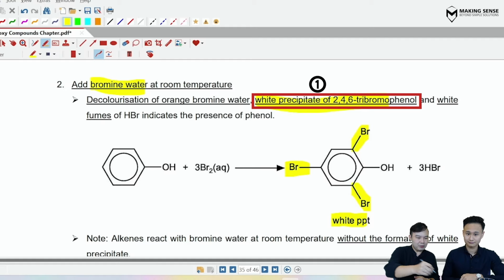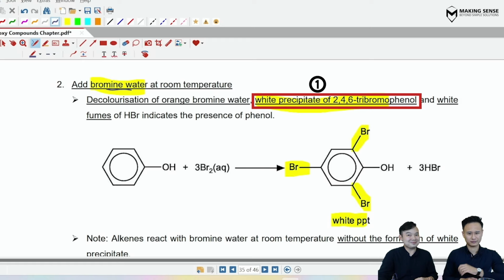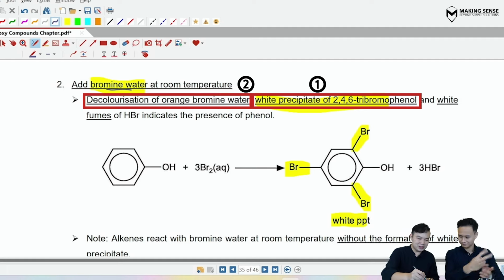All right. Now the second one is quite obvious because you're using bromine, right? What color is bromine water? Dark brown. Dark brown or orange color. Yep. And the moment you react away, the color is going to turn colorless. Yes, it's going to decolorize, right? So that's observation number 2, right? So this number 1, this number 2.